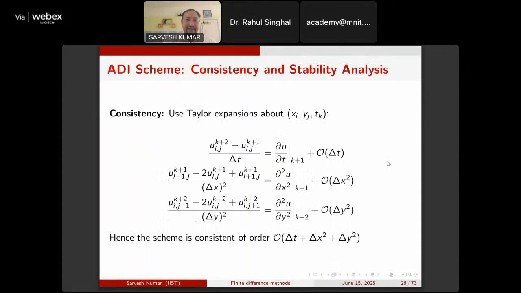Now let us try to combine them. First we have to see the consistency. Consistency is straightforward because the local truncation error tends to 0 as per the Taylor series.